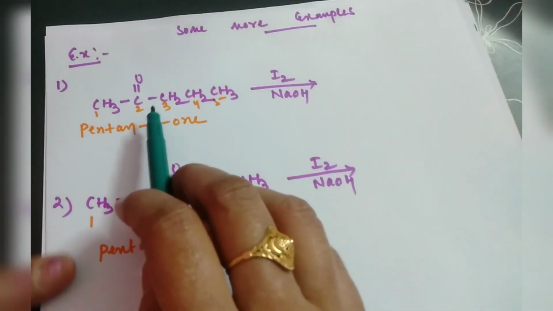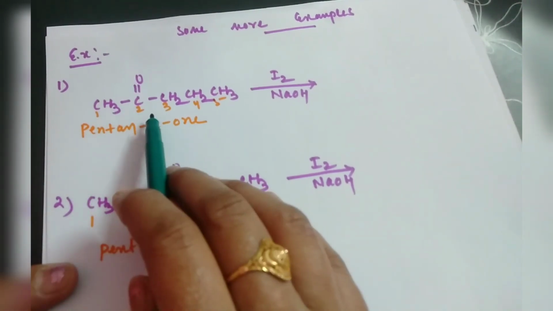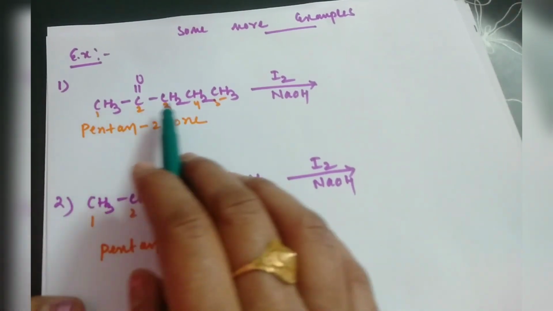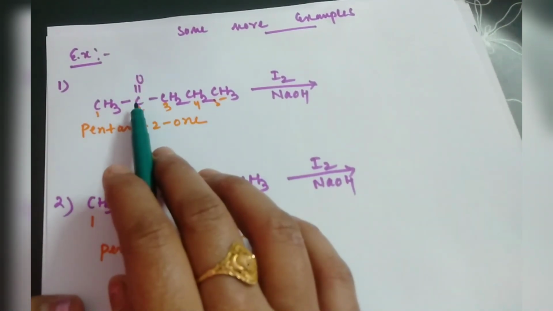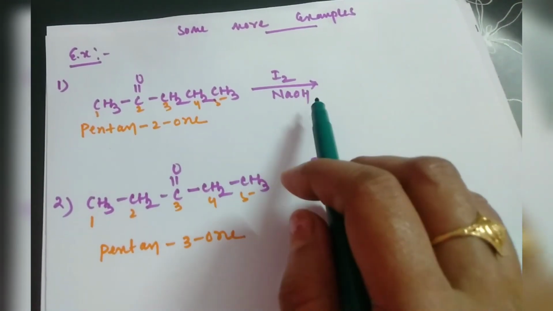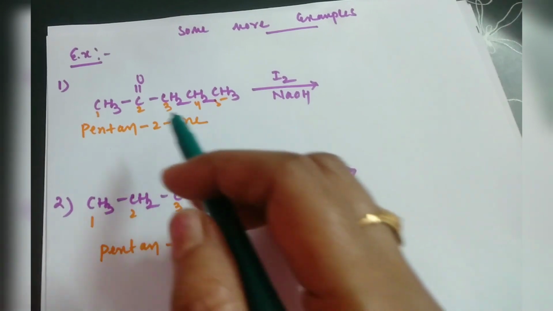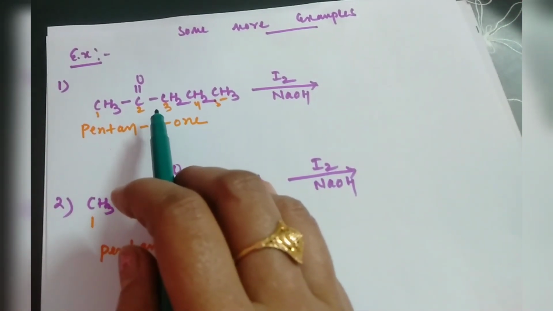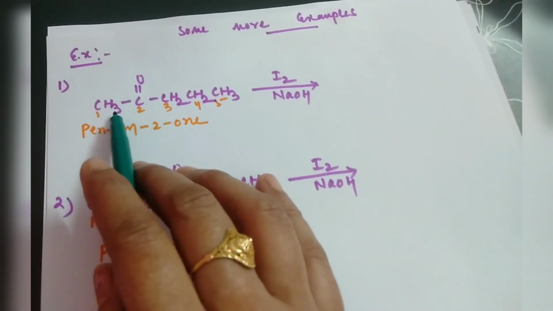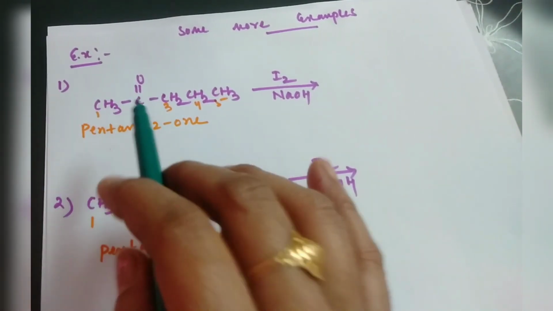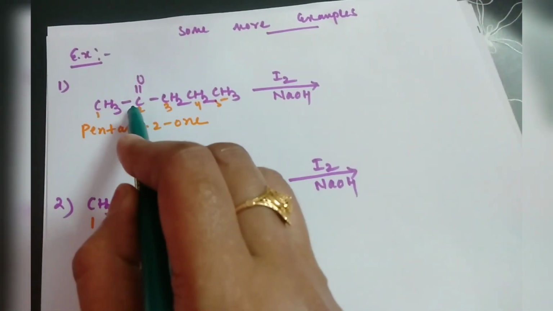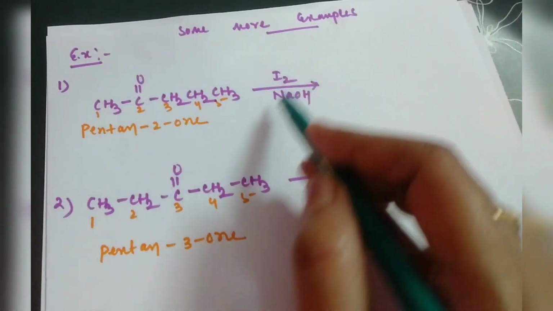Now see here. First of all, this one is pentan-2-one. So in this case, the 1, 2, 3, 4, 5 position, 2 is the keto functional group. First of all, we will see whether this will give the iodoform reaction or not. We know that those compounds which have a methyl ketonic group, that is a methyl group directly attached to the carbonyl group, will undergo the iodoform reaction. Here this methyl group is directly attached to this carbonyl group. That is why this will give the iodoform reaction.